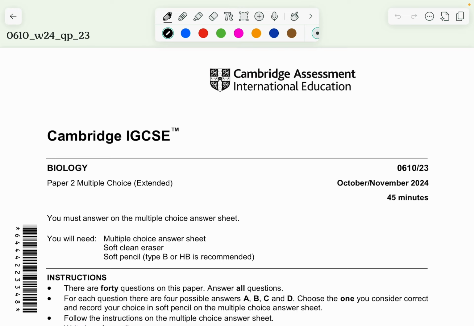So today we are going to do the Cambridge IGCSE Biology Paper 2 Multiple Choice Extended. This is the October-November 2024 series and this is variant 3.